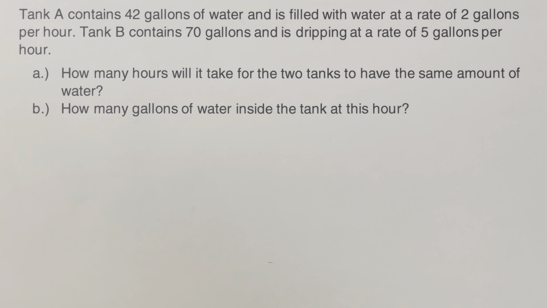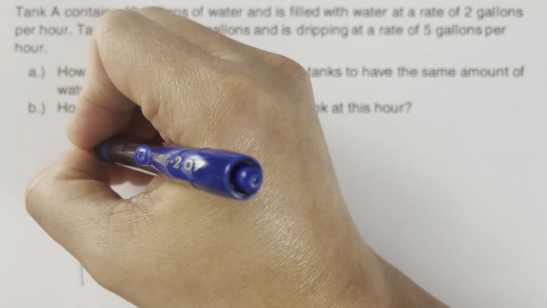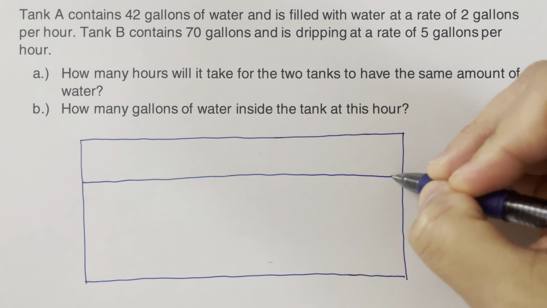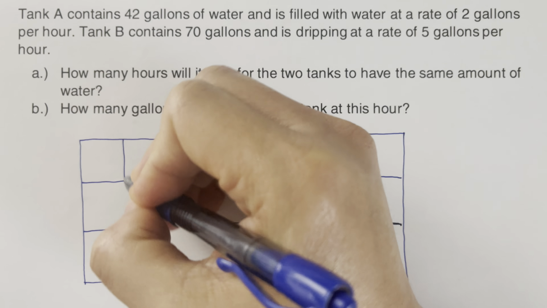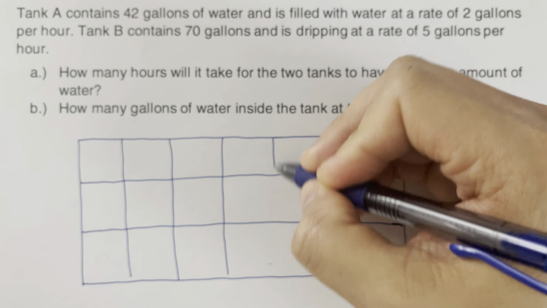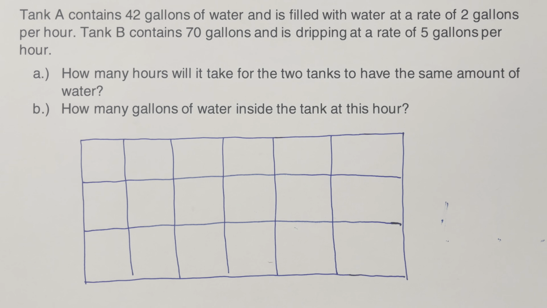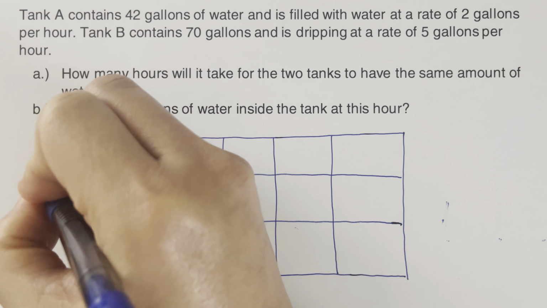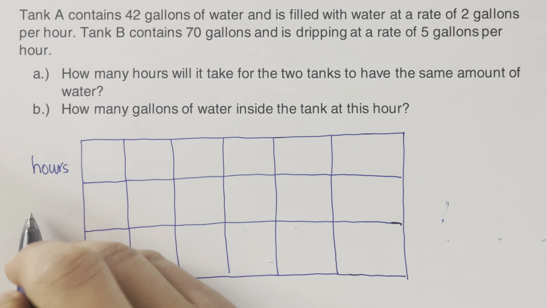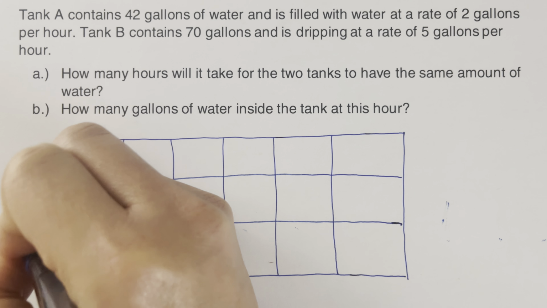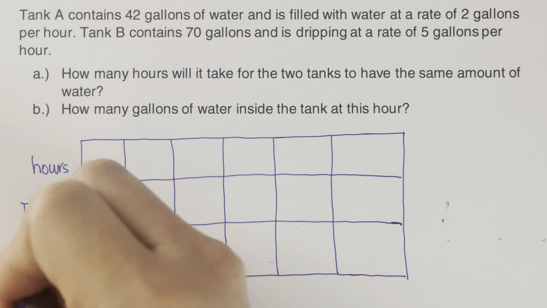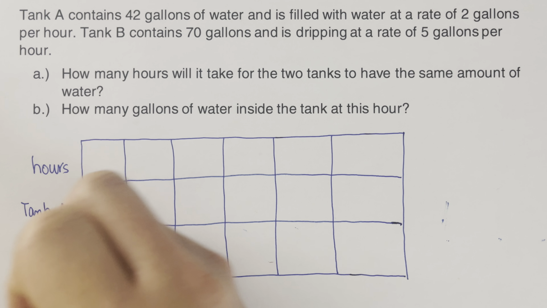So what we are going to do is to create the table. So I will create the table down here. Okay, and so we're going to label the table. So this one right here is for number of hours. And then this one right here is for tank A. So I'm just going to label this as tank A right here. And this one is for tank B. So I'm just going to label tank B there.